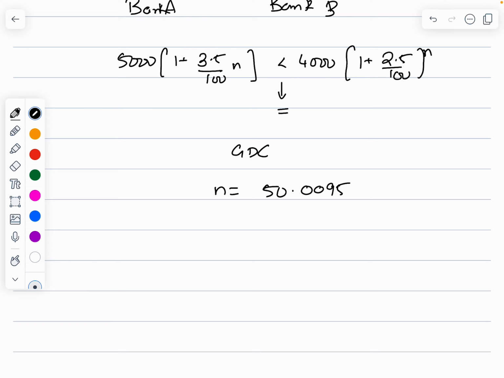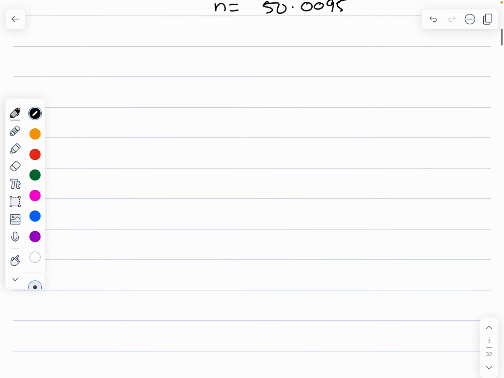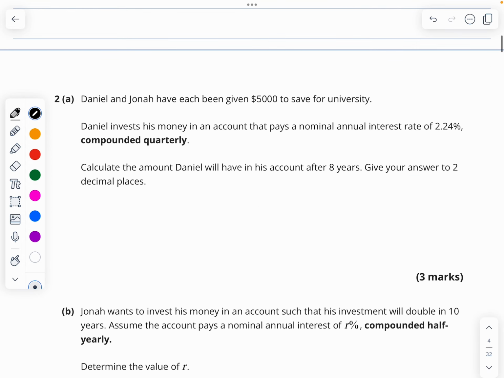Now, coming to question number 2. Daniel and Joanna have each been given 5,000 to save for university. Daniel invests his money in an account that pays a nominal annual interest rate of 2.24% compounded quarterly. Calculate the amount Daniel will get.